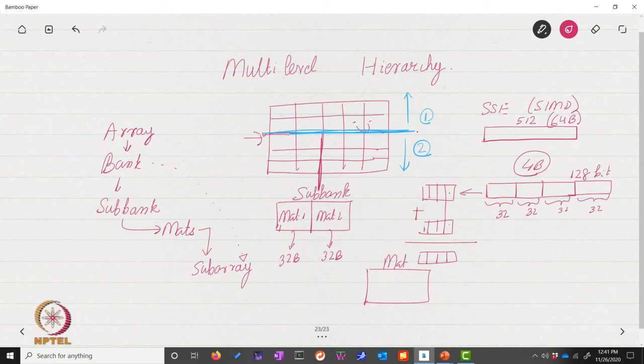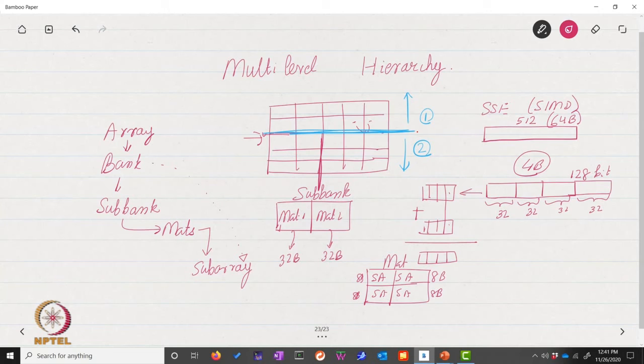Same idea. So let's say the mat has to supply 32 bytes. Then each of these subarrays will supply a fourth of it, like 8 bytes each. Okay. Each of them will supply 8 bytes each. So this is also fast. So there is one more thing.